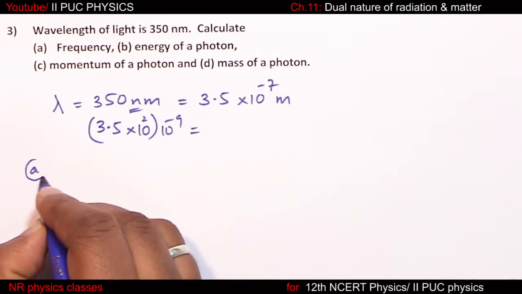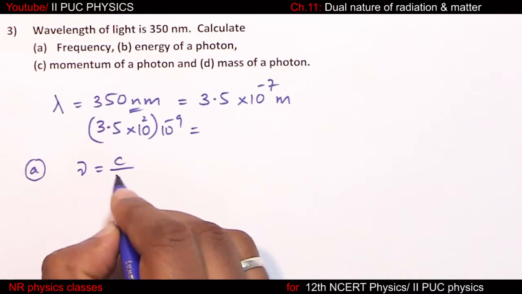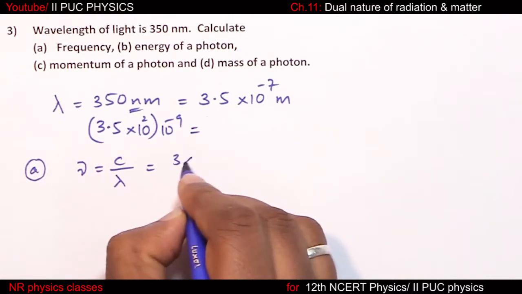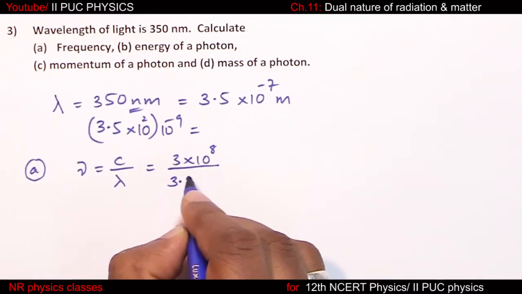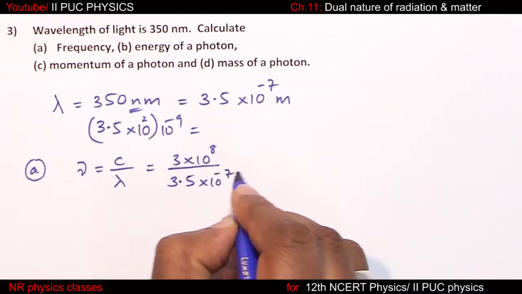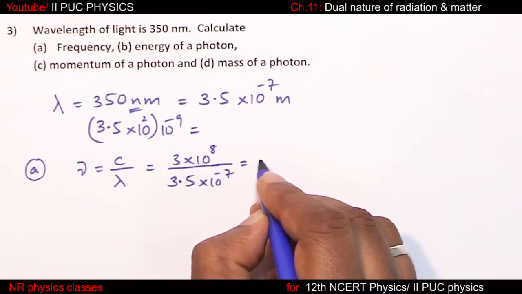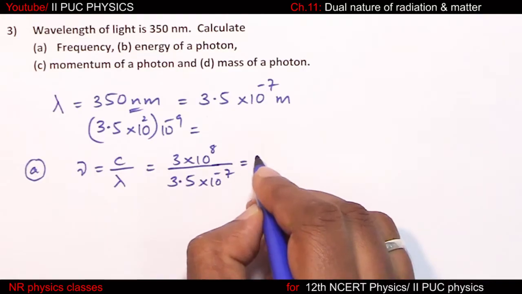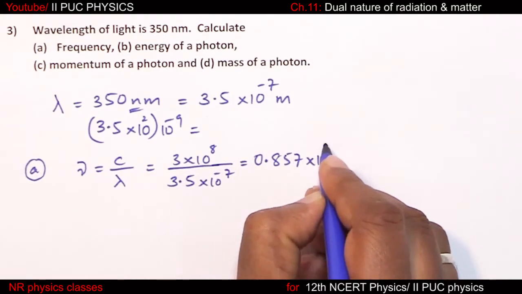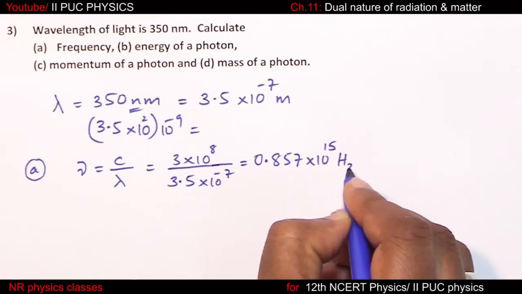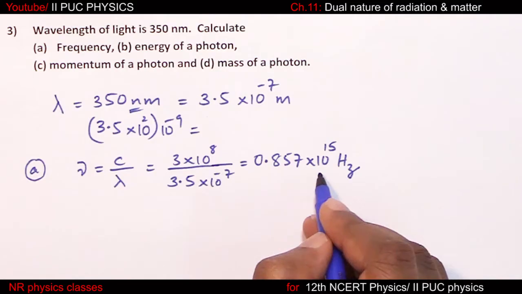So A, frequency is c by lambda. 3 × 10^8 by lambda is 3.5 × 10^-7 equal to 0.857 × 10^15 hertz. Please use calculator. Simplify.